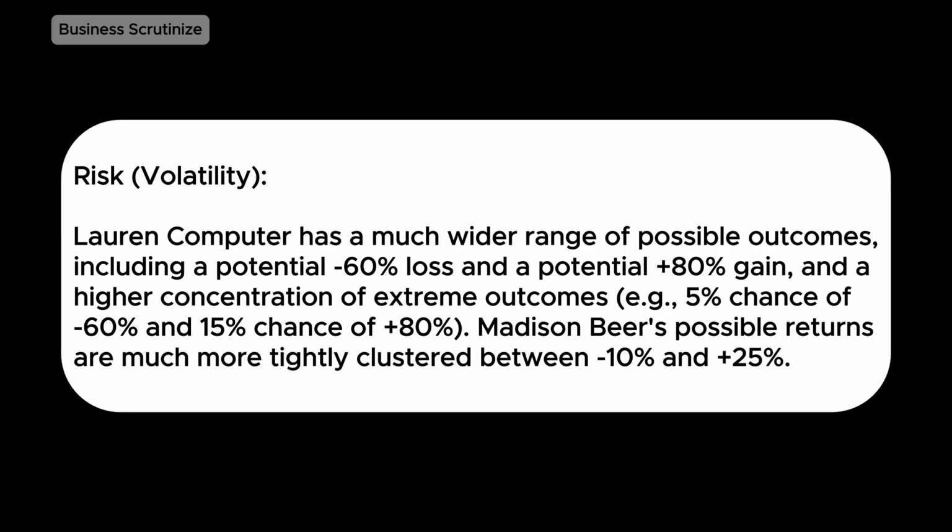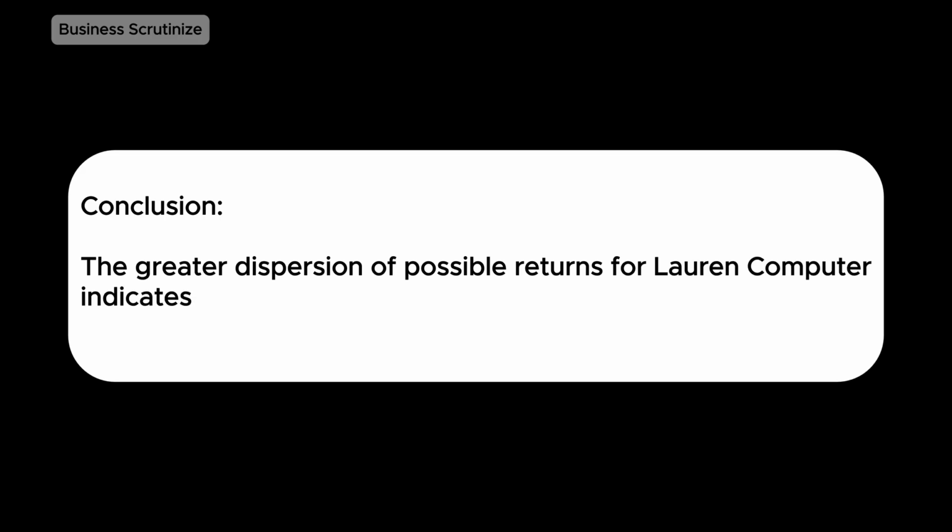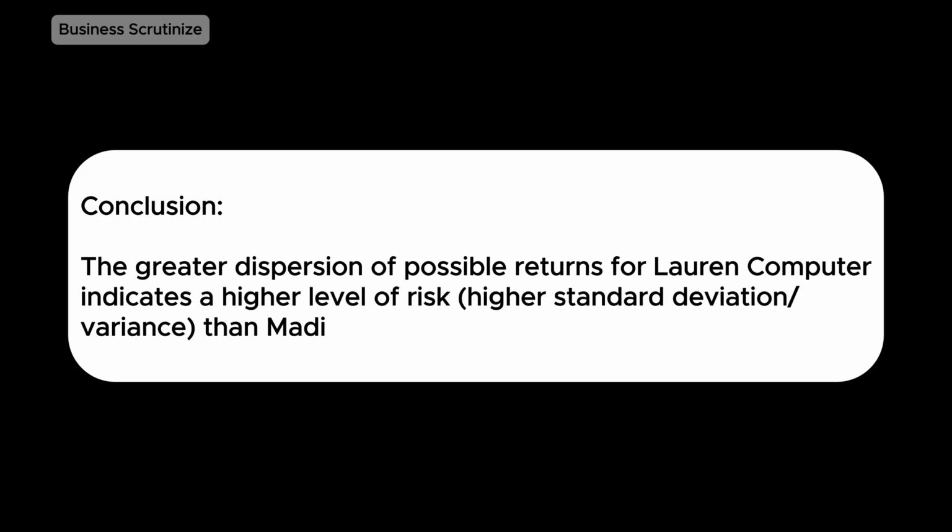Madison Beer's possible returns are much more tightly clustered between minus 10% and plus 25%. Finally, we can conclude that the greater dispersion of possible returns for Laurent computer indicates a higher level of risk, with a higher standard deviation or variance than Madison Beer.